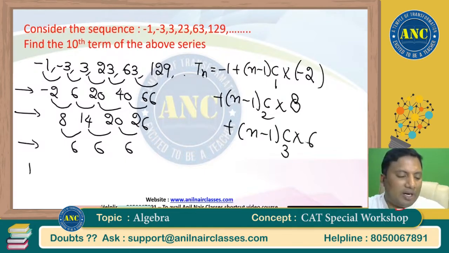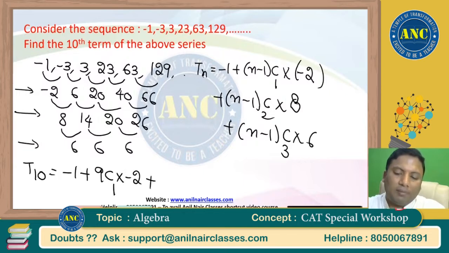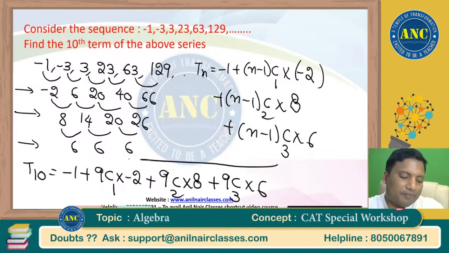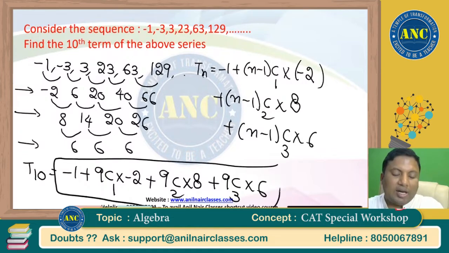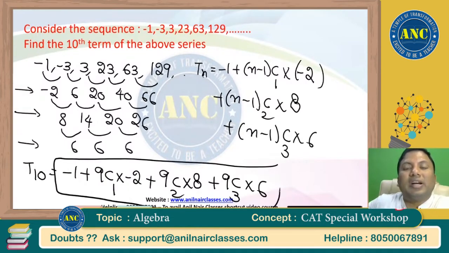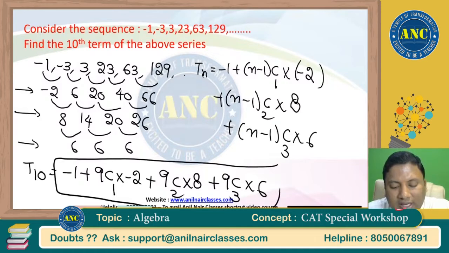Which term do we require? T10 we require. So it is minus 1 plus 9C1 into minus 2, since 10 minus 1 is 9, plus 9C2 into 8 plus 9C3 into 6. Idea clear, right? 9C2 is nothing but divisible by 3, and the others are divisible by 3 too. The answer should be of the form 3 into something minus 1.